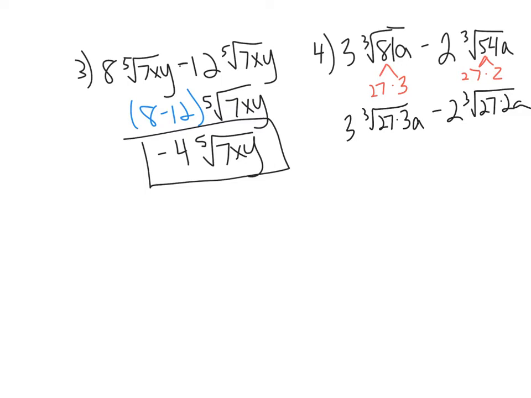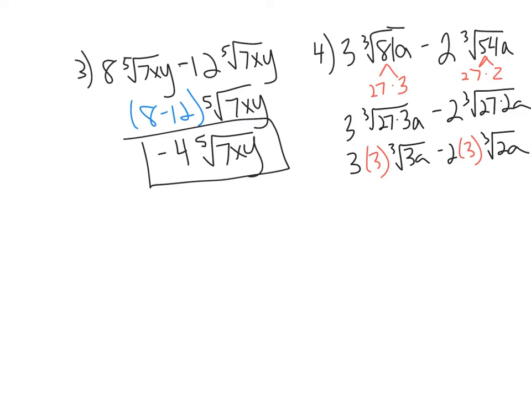So now that we have 3 times the cube root, 27 times 3, well, cube root of 27, that's a perfect cube. I can boot that to the outside. Cube root of 27 is 3. And the 3 and the a still stay on the inside. And cube root of 27, again, cube root of 27 is 3. So I can take the cube root, put that on the outside. And 2a stays on the inside.